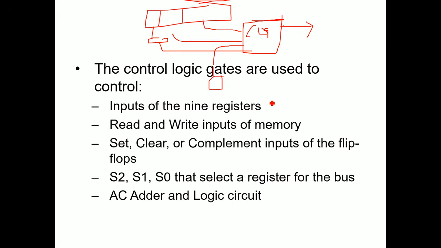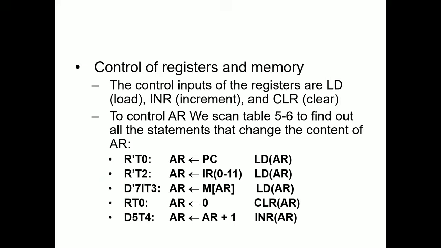So the control logic gates are useful in order to control the inputs of 9 registers, and to control memory. Memory has a read control input as well as a write control input, and they also control the flip-flops. On a flip-flop, we can perform operations like set, clear, and complement. We can also control the selection inputs of the multiplexer. We will have 3 selection inputs. We have already seen the common bus system in the first chapter. Based on the selection inputs, we place the information on the bus. And we will control the accumulator also. We will discuss the accumulator in the next video.